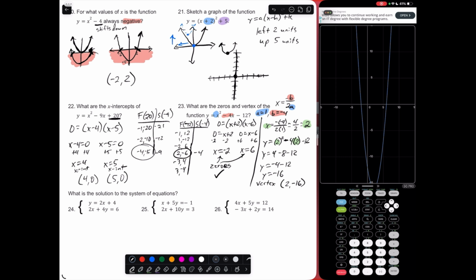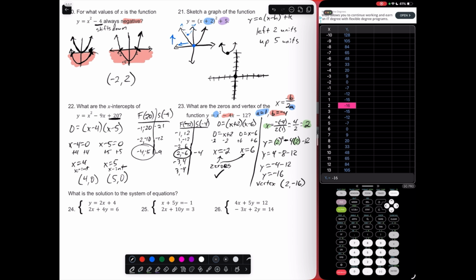The way we could kind of confirm this is look at the table, and the positive 2 value is negative 16. Based on the table, that is the lowest point, so that's a good chance. There's always the risk that it's a decimal, so in this problem it's not going to be, but it could potentially be. So again, not too reliant on the calculator. Make sure you are able to do problems like this by hand.